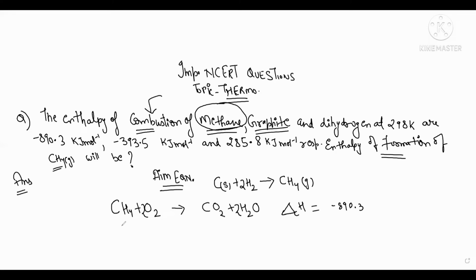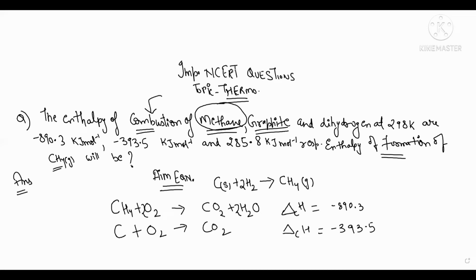Next is the enthalpy of combustion for graphite. Now graphite is an allotrope of carbon, so this is carbon itself, and on doing combustion of carbon we will get C plus O2, which will give us CO2. Now the enthalpy of combustion of this is also given to us, which is minus 393.5.